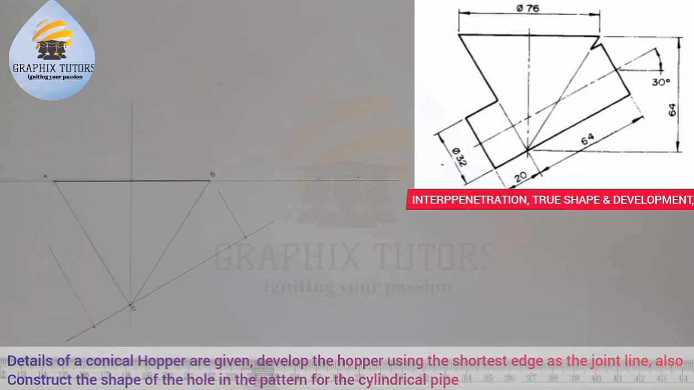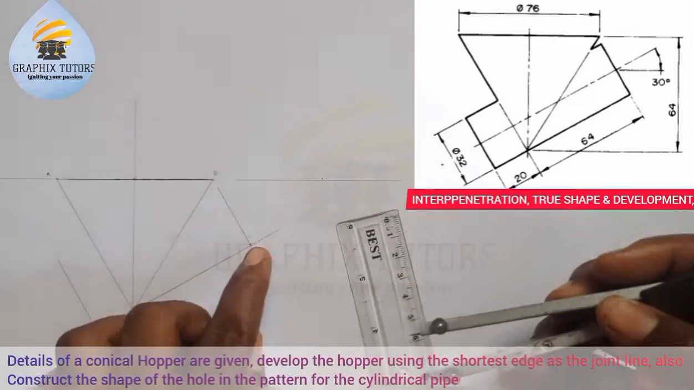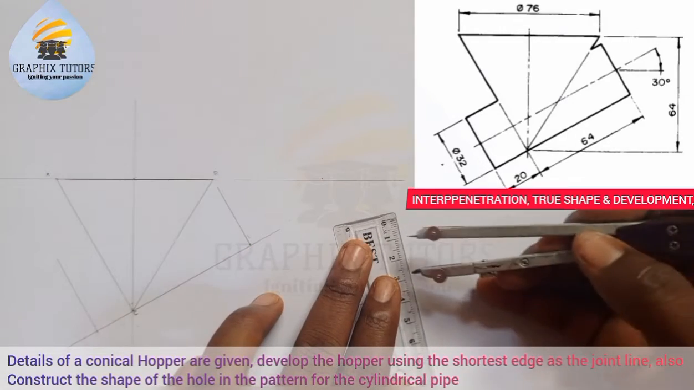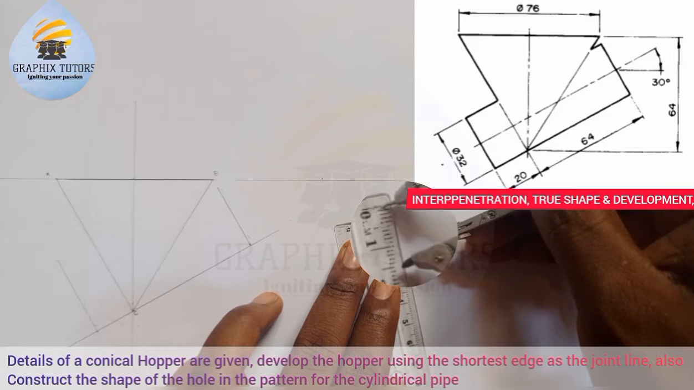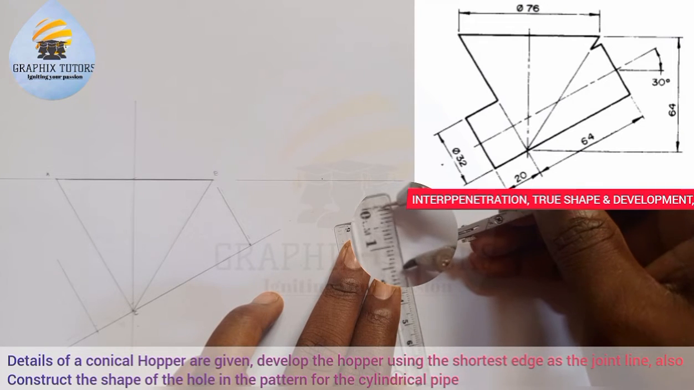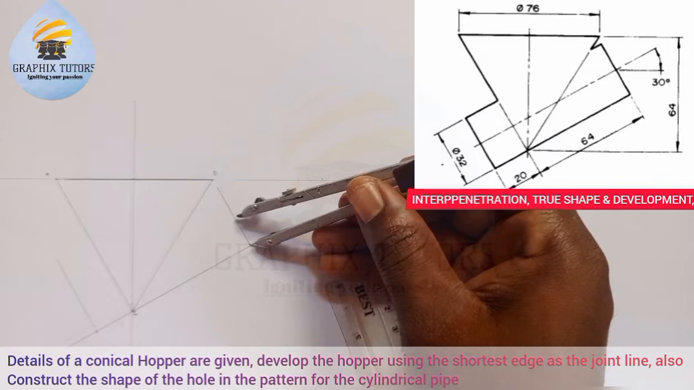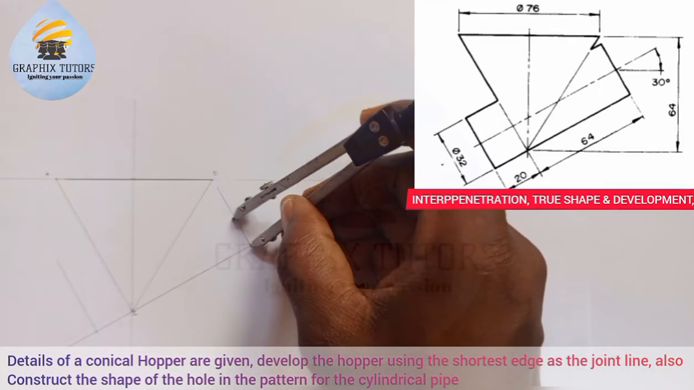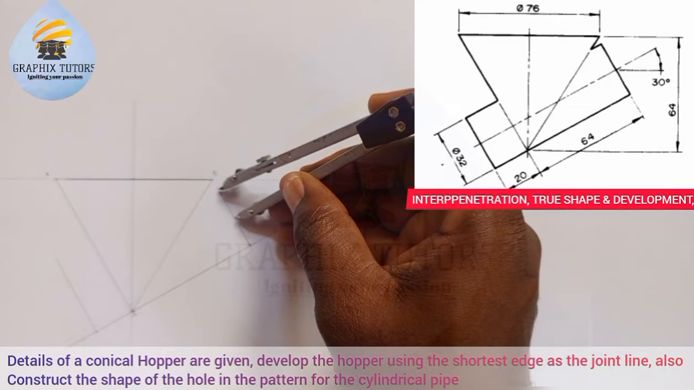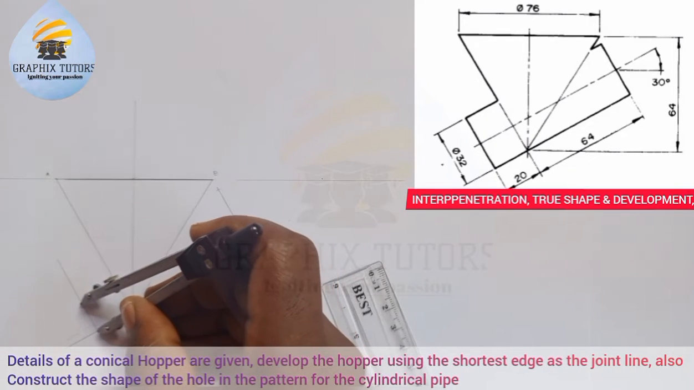Now the diameter of that cylinder is given to be 32. So what I will simply do here is measure half of the diameter, which is 16. So half of the diameter of 32, the radius, is 16. So it's 16 here, and I'll come to this point and I'll mark 16, 16. I can do that here too if I want to.